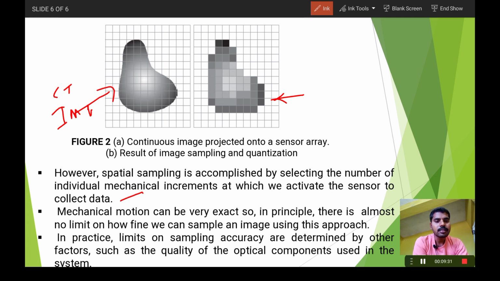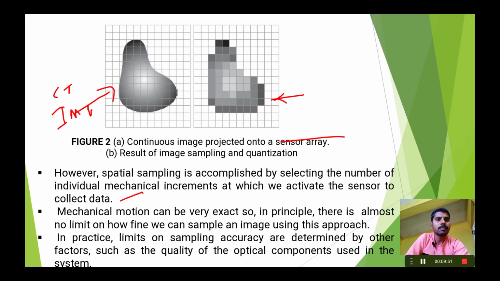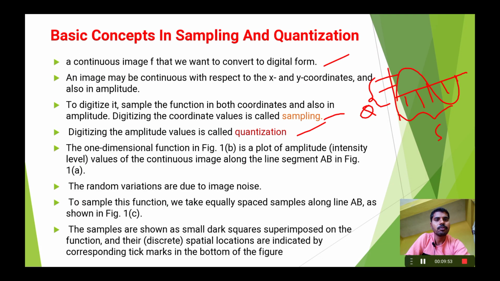In practice, limits on sampling accuracy are determined by other factors such as the quality of the optical components. At the same time, we are not getting 100% output if we do not have a good quality of optical components while capturing with the corresponding system also. So this is a brief introduction about what is meant by sampling. Now I will explain it in Telugu in a few minutes.